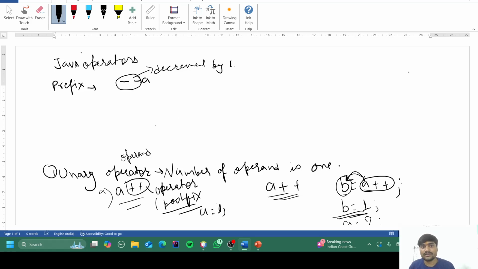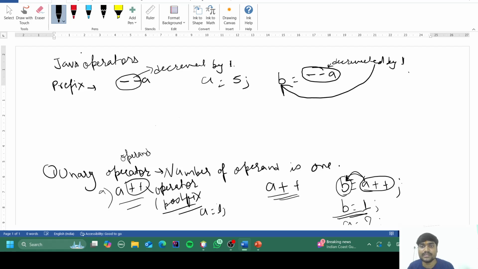Now suppose a is equal to 5 and now b is equal to minus minus a. Now what will happen? First the value of a is decremented by 1, and thereafter, after the decrement, the value is assigned to b. That means a will become 4 and that value is assigned to b. So this one is the difference between the postfix and the prefix.